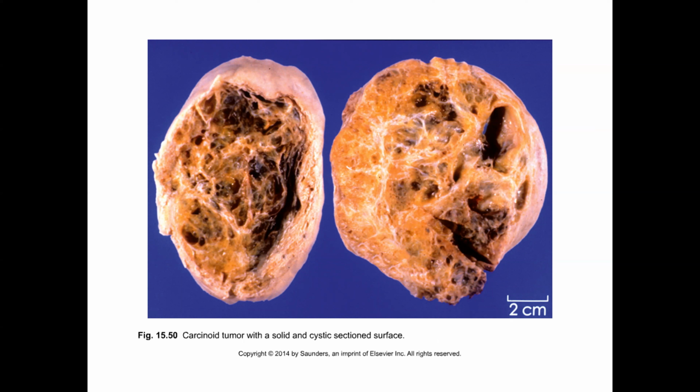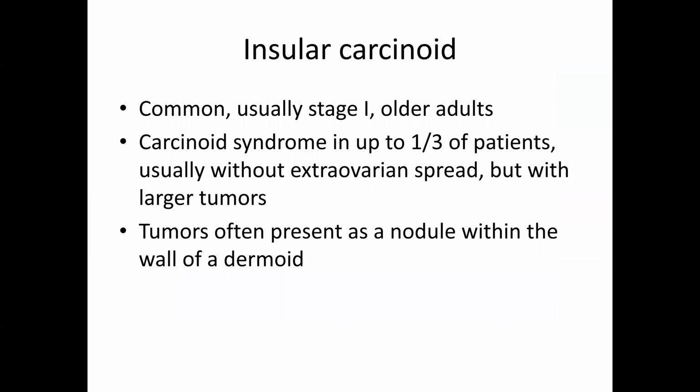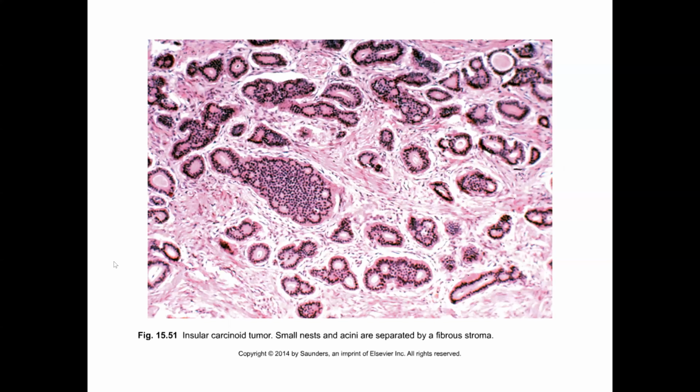As we talk about these neuroendocrine tumors, it's important to recognize that they can occur in conjunction with a struma, for example, and that's why it's a natural branch point, or they can occur as a component of a dermoid or mature teratoma. The insular type is the most common and is usually stage 1 in older adults. This is more commonly presented as a nodule within a dermoid and would have a characteristic microscopy of other neuroendocrine tumors here, a solid and microglandular acinar pattern.